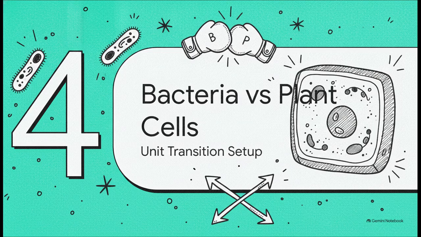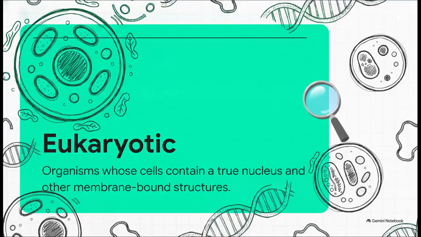Section 4. Bacteria versus plant cells. Setting up the unit's transition. Okay, now that we know what bacteria look like on the inside, we've got to compare them to plants, which is exactly where this unit is heading next. It is time to set up the ultimate microscopic showdown. Go ahead and write this definition down right next to prokaryotic in your notes. The word is eukaryotic.